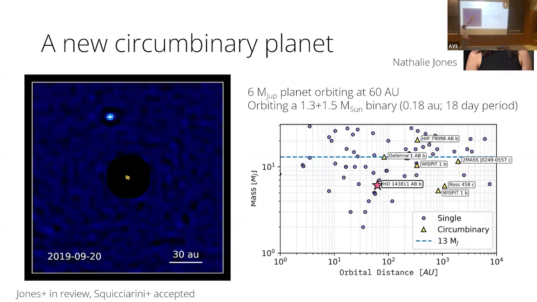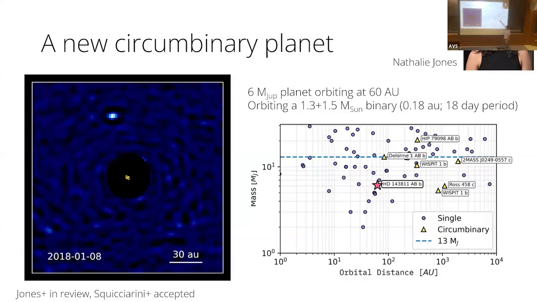It's a 1.3 to 1.5 solar mass binary. Those are the two components. They're orbiting at about 0.2 AU on an 18-day orbital period. And here, you can see this is a plot of all the directly imaged exoplanets.